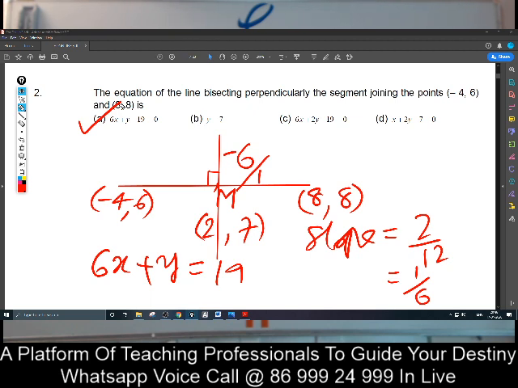Why am I insisting on this one? Perpendicular bisector. While finding the circumcenter, the circumcenter is the point of concurrence of perpendicular bisectors. When it is a point of concurrence of perpendicular bisectors, if you know how to write the perpendicular bisector equation, then you can find the circumcenter directly. Okay, so this is the second question.